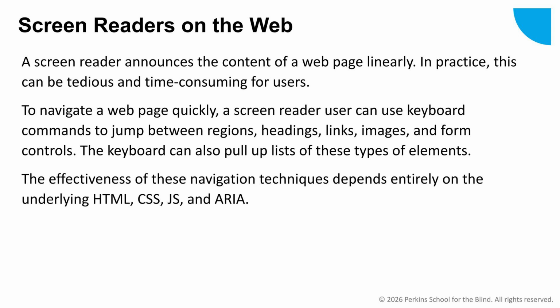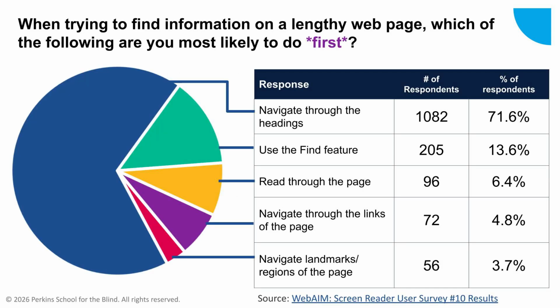To navigate a web page quickly, a screen reader user can use a number of different keyboard commands to jump between things like regions, headings, links, images, and form controls. They can also use the keyboard with assistive technologies to pull up a list of these elements. In all of these cases, the effectiveness of these navigation techniques is going to depend entirely on the underlying HTML, CSS, JavaScript, and ARIA.